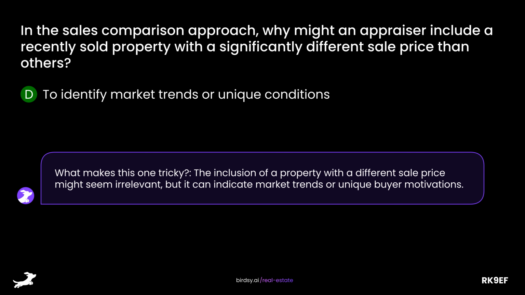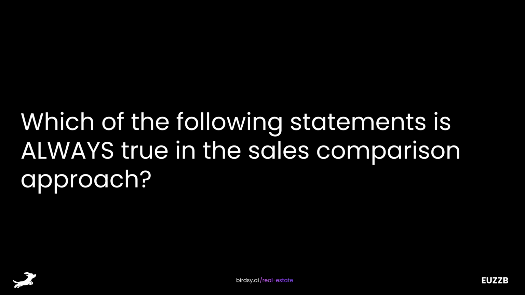What makes this one tricky? The inclusion of a property with a different sale price might seem irrelevant, but it can indicate market trends or unique buyer motivations. Which of the following statements is always true in the sales comparison approach?